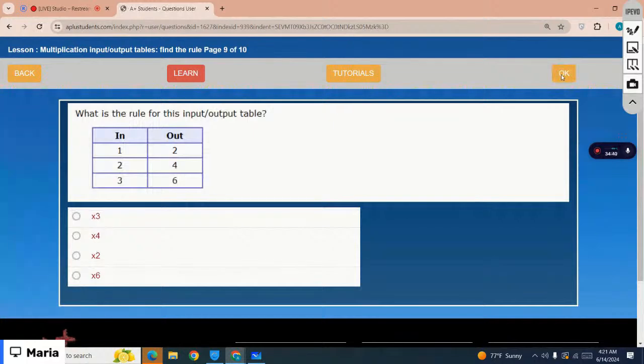What is the rule for this input-output table? Which is the correct option? 1 times 2 is 2, 2 times 2 is 4, and 3 times 2 is 6.